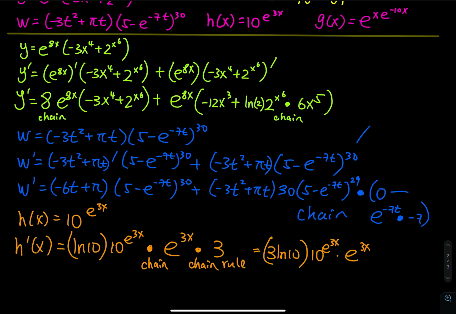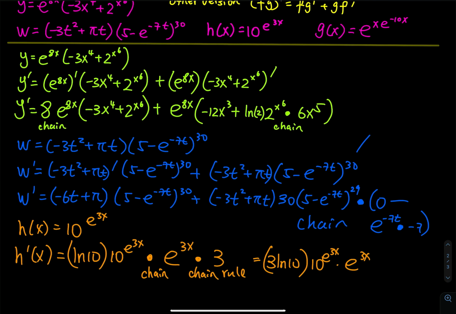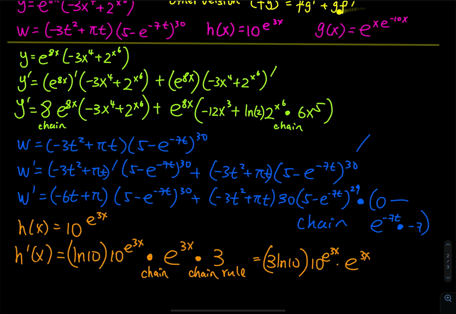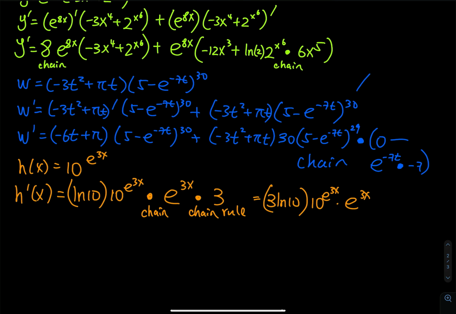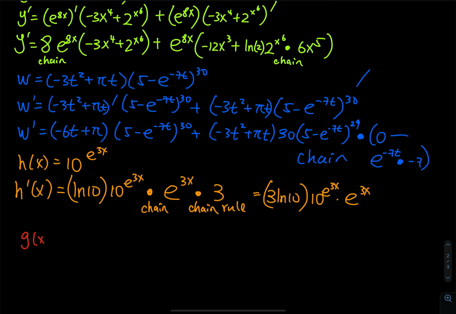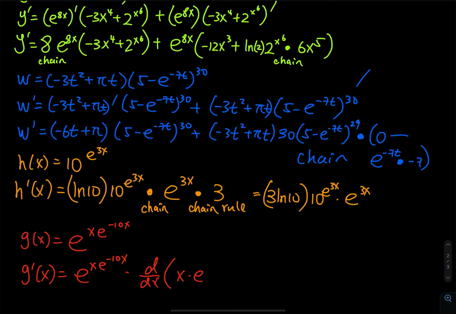Alright, so what's the next one? The next one is right over here. So we have g of x equals e raised to a product. So let me just drop this down. The next one is g of x equals e raised to this product, x times e to the -10x, and then the derivative of that: e to the anything is always e to the anything. And then you take the derivative of the power, which is x times e to the -10x.